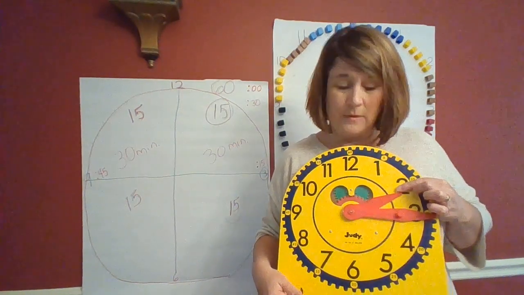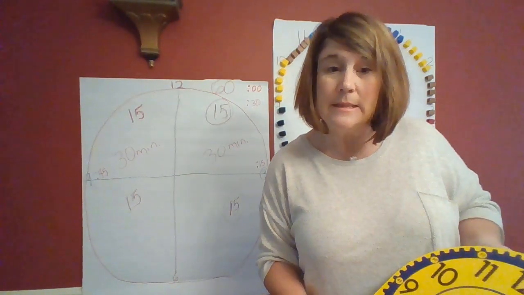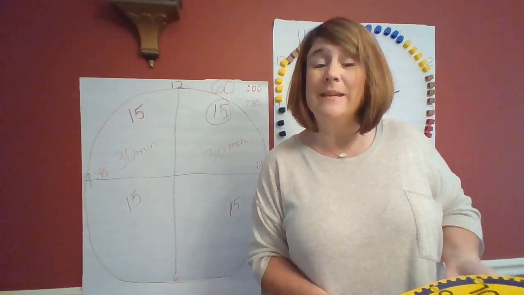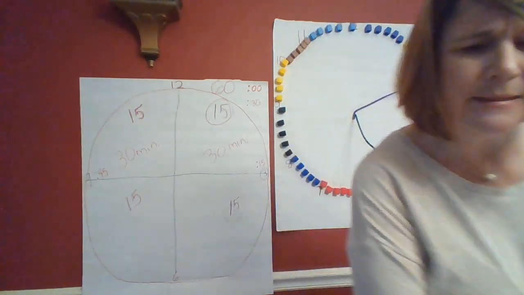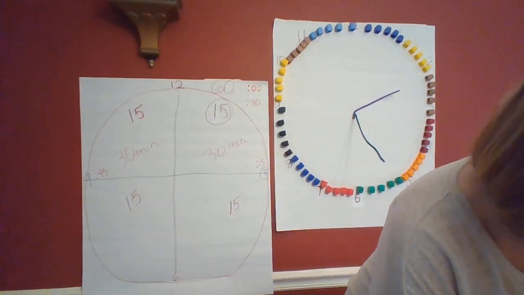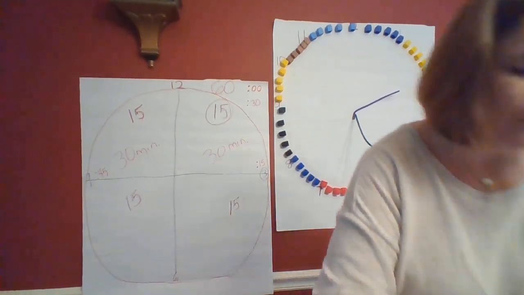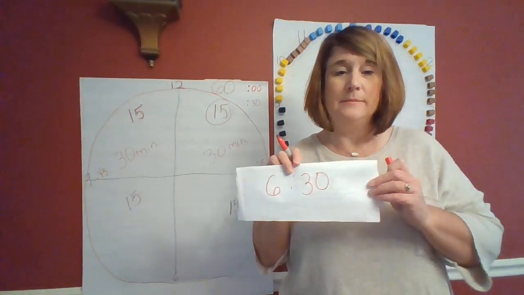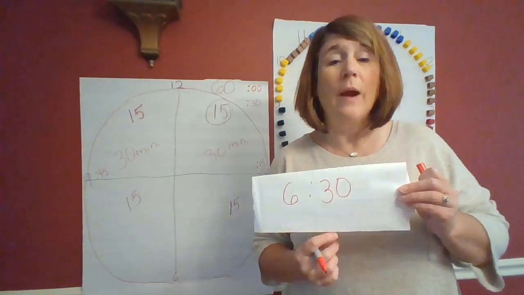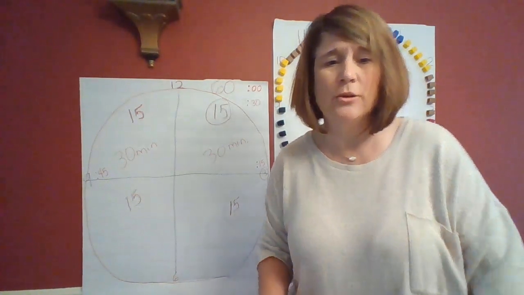Now, I would like for you to set your clock for 6:30. Some of you might be helping your parents clean the dishes after dinner tonight at 6:30. Set your clock for 6:30. Some people might say that time as 6:30 or half past 6. Practice on your clock now and set it for 6:30.